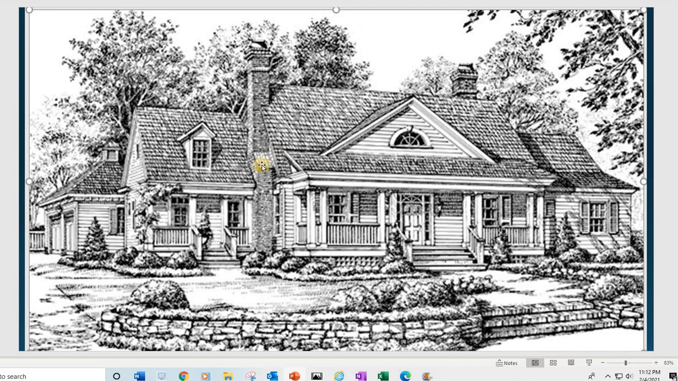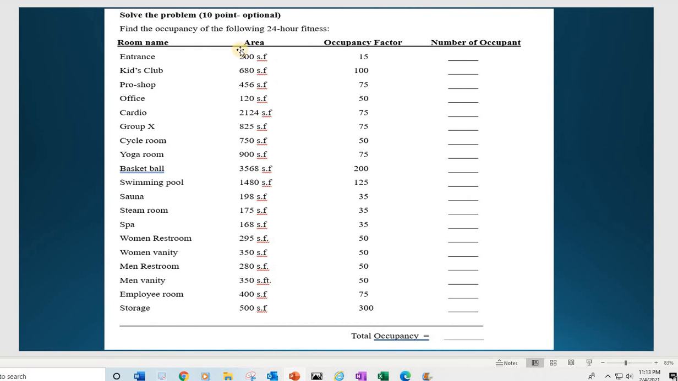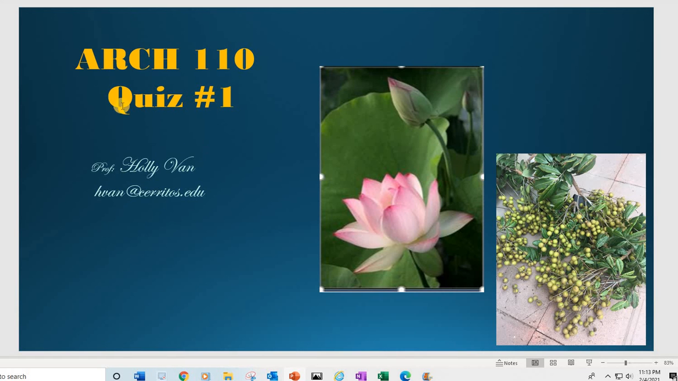Quiz number 1 is 100 points, plus up to 10 points for the coloring and 10 points for solving the problem. So totally quiz number 1 is 120 points maximum. I hope all of you get very high points for this quiz. So this is quiz number 1. We have 2 more and the final with 1 presentation.